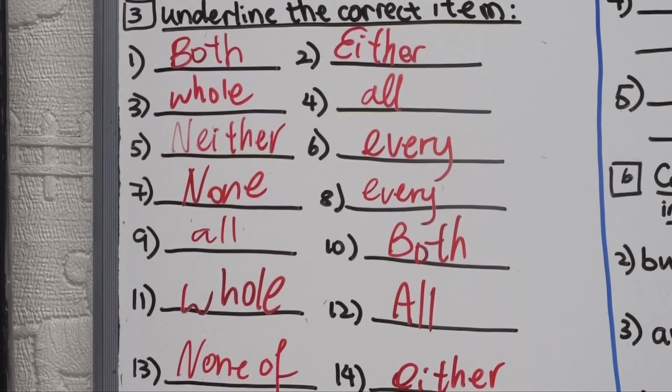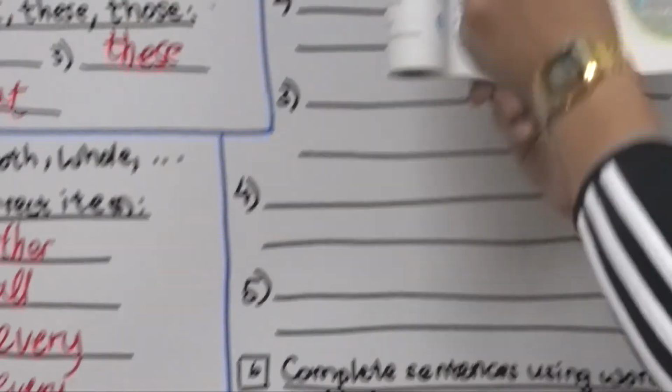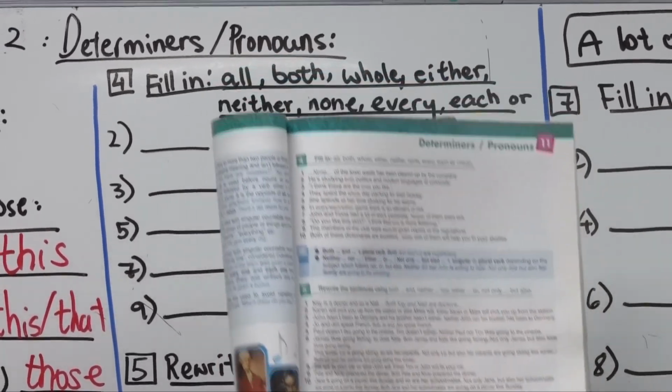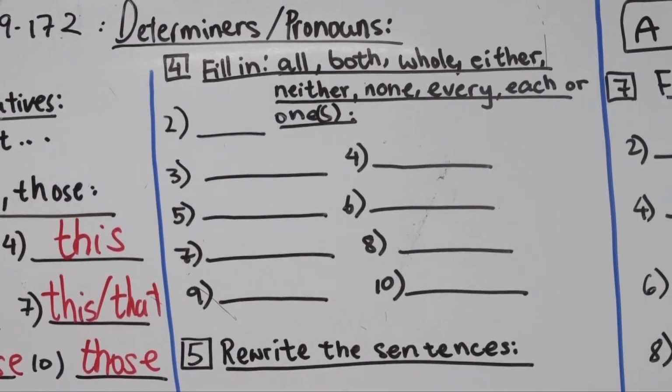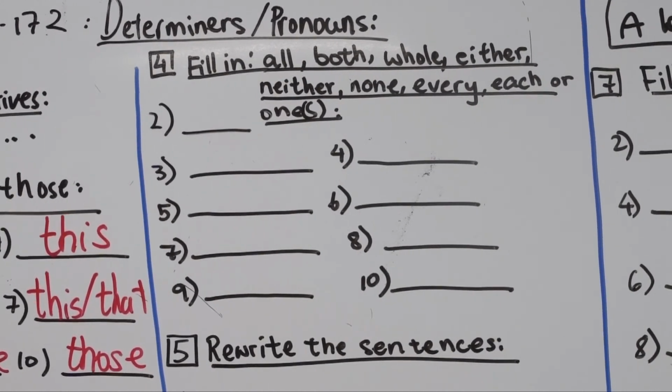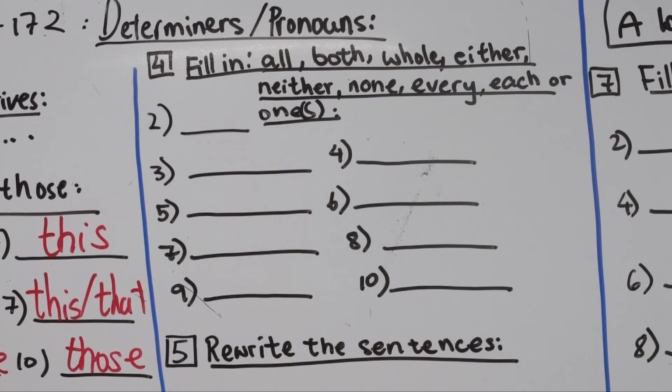All right, so now let's move on to page 171. We have the continuation of the quantifiers. So for part 4, fill in all, both, whole, either, neither, none, every, each, or one, or ones. Very easy. Quickly now, let's do it together. We have 10 questions. One has been given as an example. None of the toxic waste has been cleared up by the company.